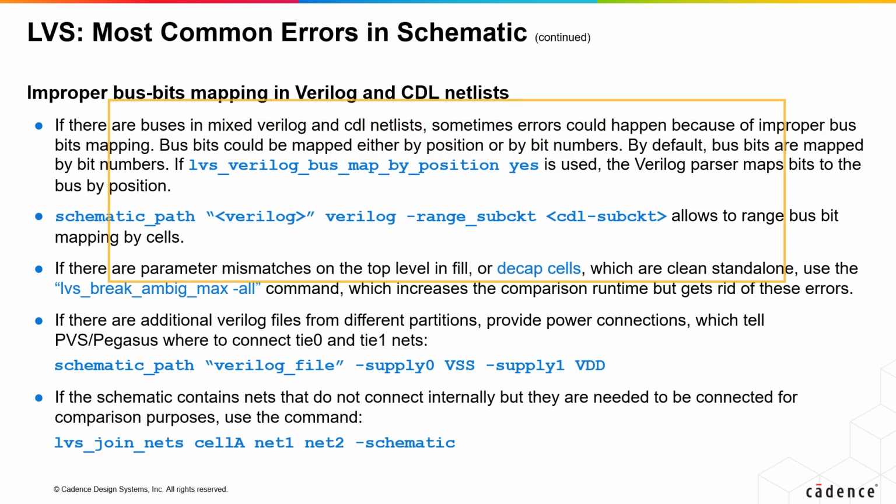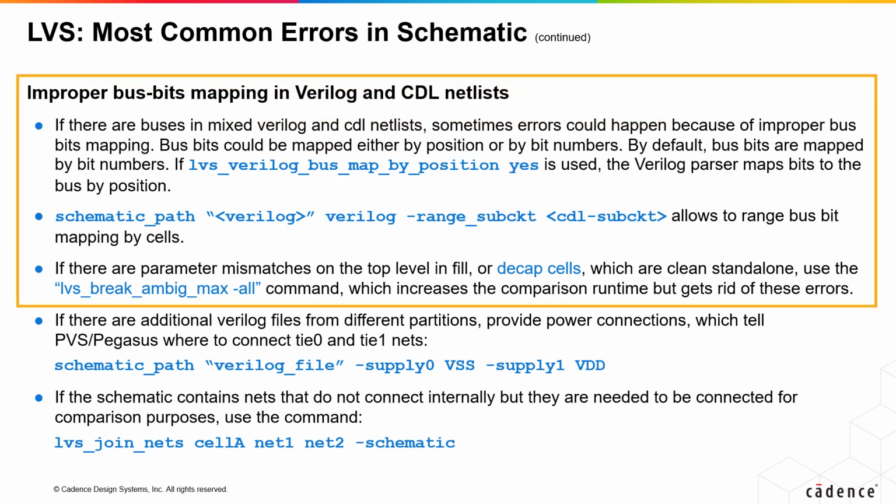Improper bus bits mapping in mixed Verilog and CDL netlists. This error can occur when there are buses in mixed Verilog and CDL netlists. Use the command LVS Verilog bus map by position yes instead of bit numbers to map bus bits by position. If parameter mismatches exist in fill or decap cells on the top level, use the command LVS break ambig max all to increase the comparison runtime and resolve these errors.